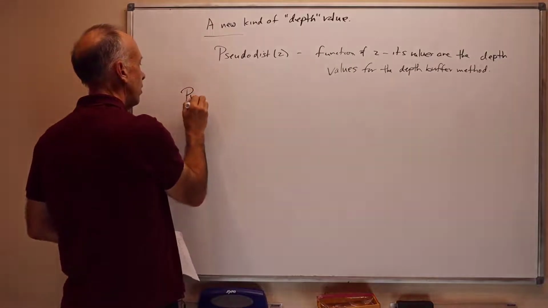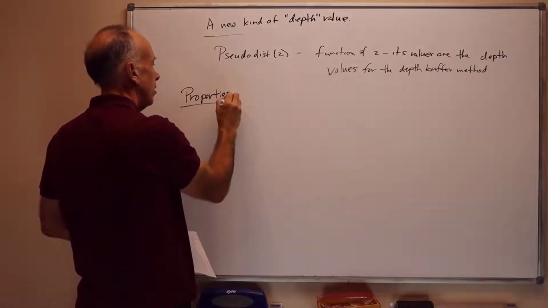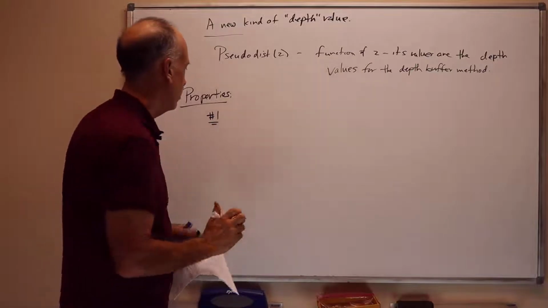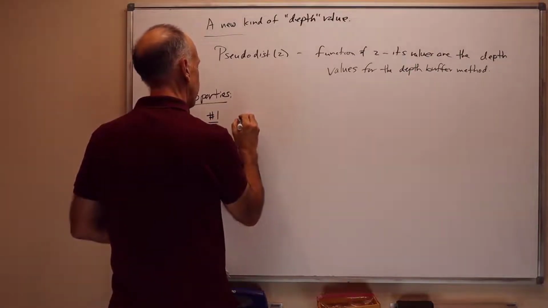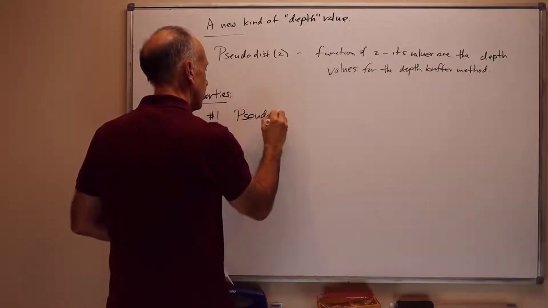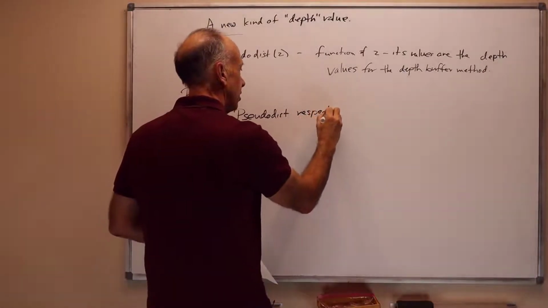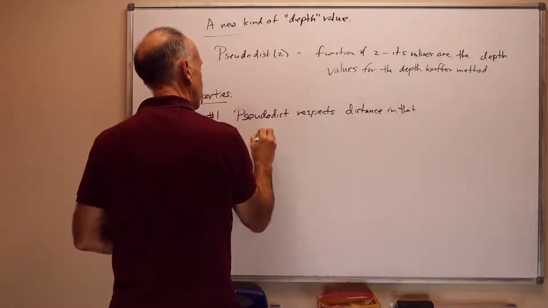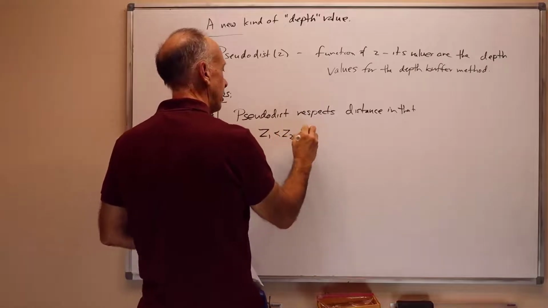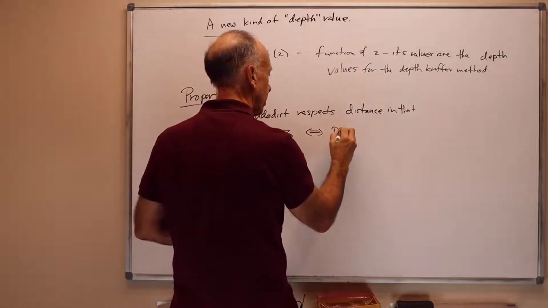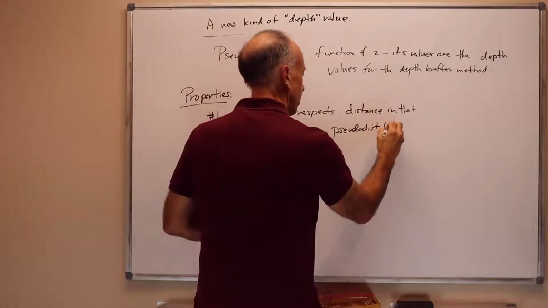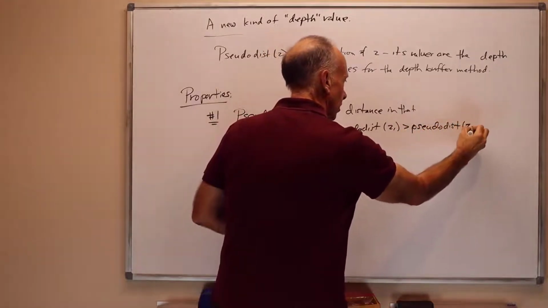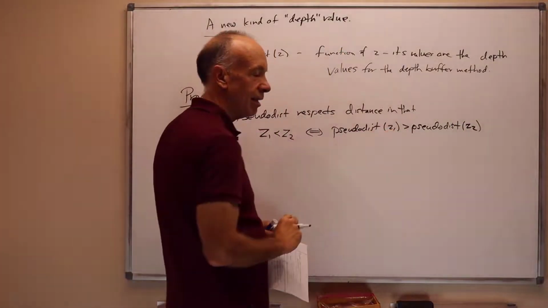And it should satisfy the following properties. The first property is that we can use pseudodist to tell when one vertex is closer than another vertex. So pseudodist respects distance in the following sense, in that if we have two z-values, z1 and z2, z1 is less than z2 if and only if pseudodist of z1 is greater than pseudodist of z2. So we switched from less than to greater than, but that's not particularly important.